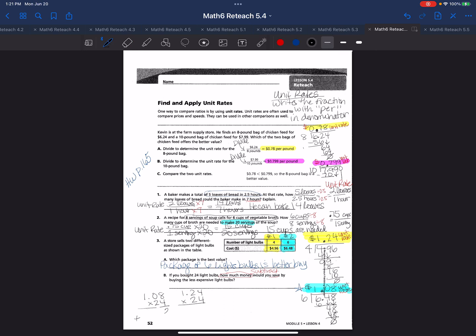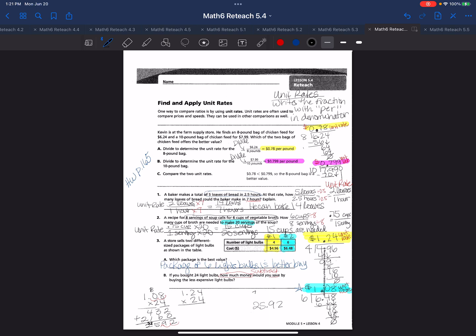Eight times 4 is 32. 4 times 0 is 0, plus 3 is 3. 4 times 1 is 4. 2 times 8 is 16. 2 times 0 is 0. And 2 times 1 is 2. If I add that up, and then how many decimals do I have in this problem? I have 1, 2, so I have to make sure that's here. So if I bought 24 light bulbs at $1.08, I get $25.92.